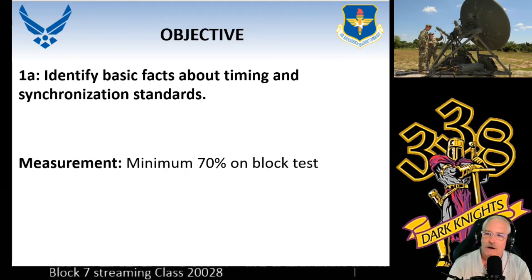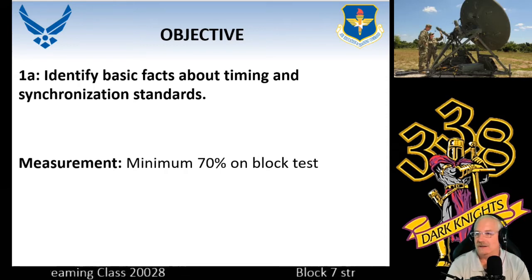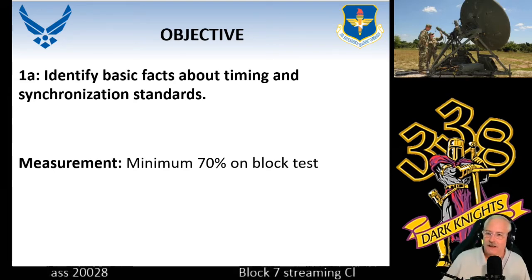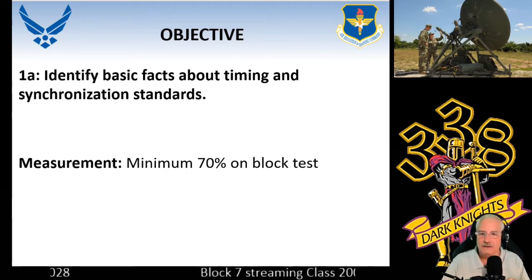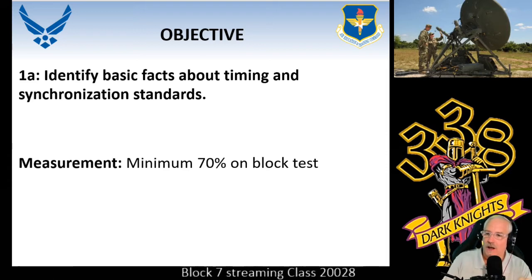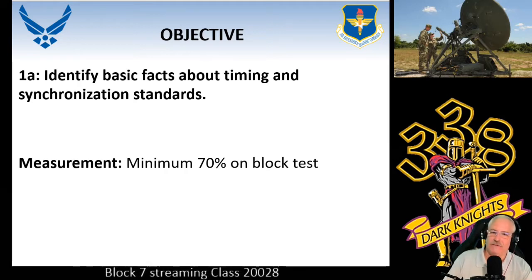So we're going to be working off of identify basic facts about timing and synchronization standards. Remember, you have to get 70% on the block test. What does that mean? There are 40 questions. You have to get 28 of them correct in order to pass. This is one of the most difficult blocks in the course, and my job is to get you through this to where you understand the material. It's easier if you understand it versus just memorizing it.